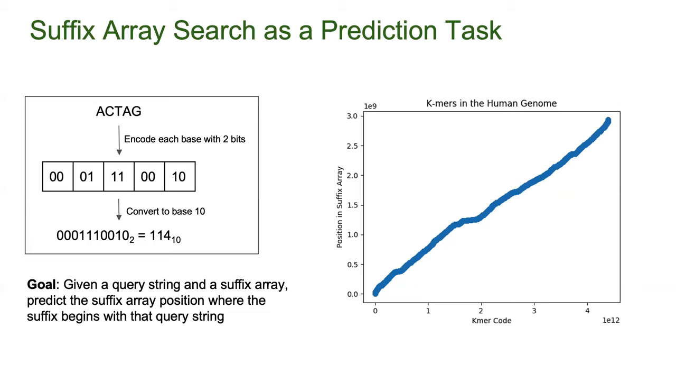So inspired by that learned index paper and related literature, the first step was to see if there would be some predictable pattern to how different sequences may be represented in a suffix array. To do this, we use a very, very simple encoding scheme where we take our nucleotide sequences and encode them into an integer value. So if we have A, C, T, A, G, A gets represented as 0, 0, C is represented as 0, 1, G is represented as 1, 0, and T is represented as 1, 1. So it's a very straightforward way to take any nucleotide sequence and convert it into base 10. And then to make it predictable, at this point we're going to look just at fixed length substrings called k-mers.